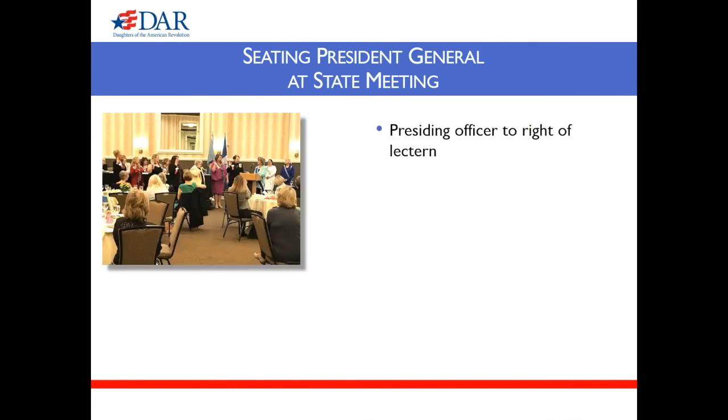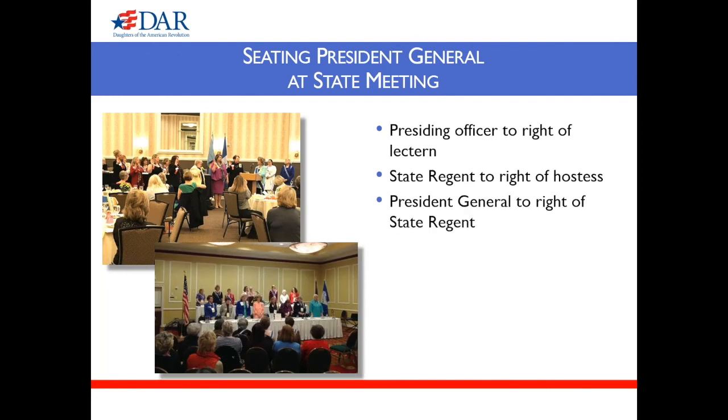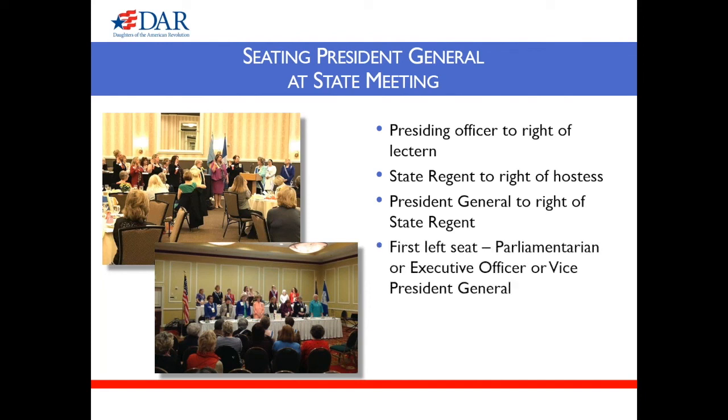The hostess or presiding officer is seated at the center to the right of the lectern. The state regent is seated to the right of the hostess or presiding officer. The President General is seated to the right of the state regent. The first seat to the left of the lectern would be the parliamentarian if this was a business session, or should be the highest ranking national officer from the state, executive officer or vice president general. Then you alternate right to left with your guest, then your state officers. Or if your state has a tradition of including the honorary state regents on the platform or at the head table, they would be seated before the state officers, alternating right to left according to seniority of service.